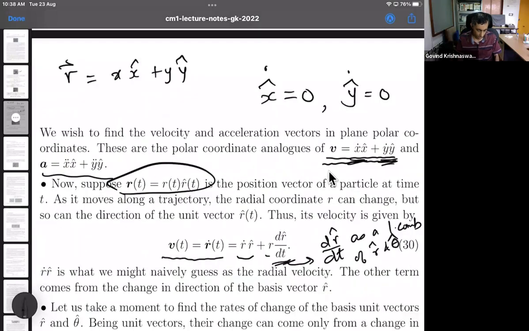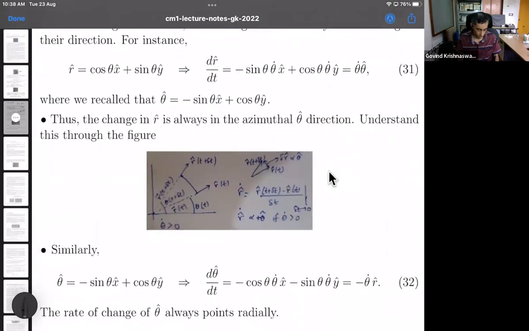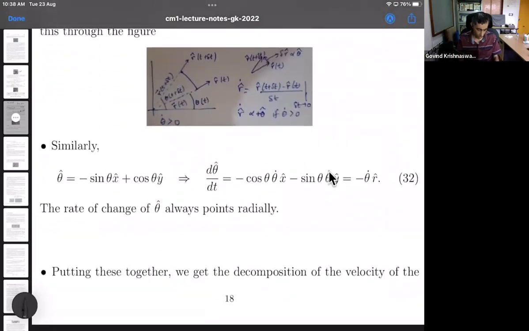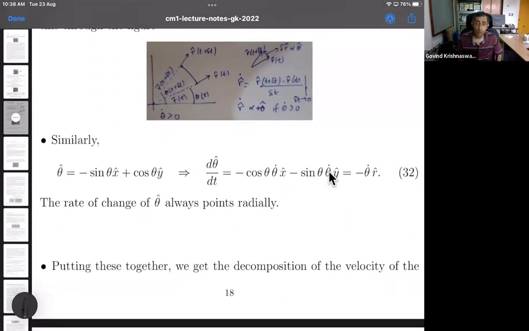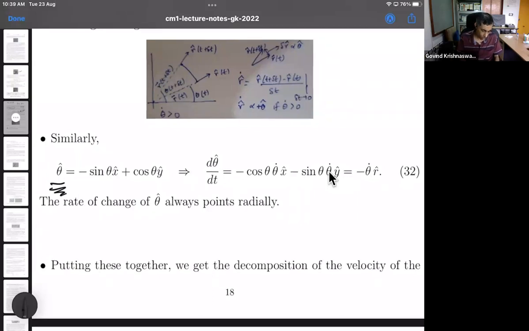All right. Let me indicate how this is done. Let us take one example. Let's take the theta hat vector. I mean, you're supposed to do it for r hat. Let me do it for theta hat just to illustrate. I take the theta hat vector. Now, by definition, theta hat was this: minus sine theta x hat plus cosine theta y hat. So let us start from there.